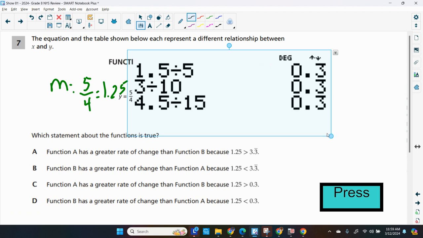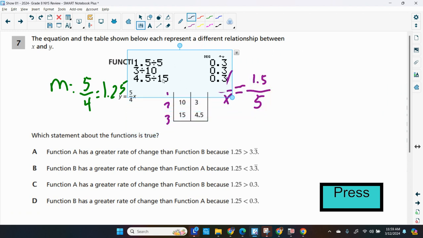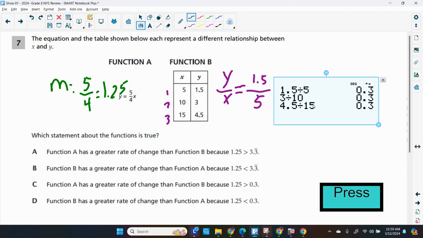They all have the same value. That's the relationship they have with each other. They're different coordinates, yes, but they all lie on the same line and have the same slope. So notice it's 0.3. So let's see what our statements are down here.